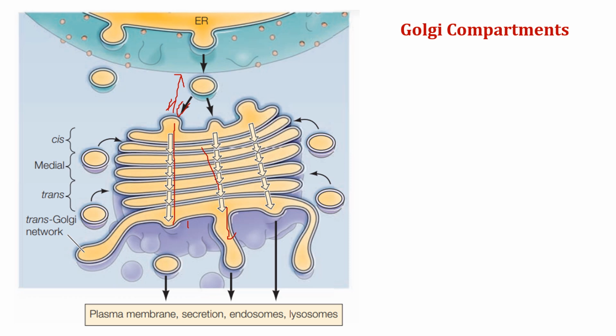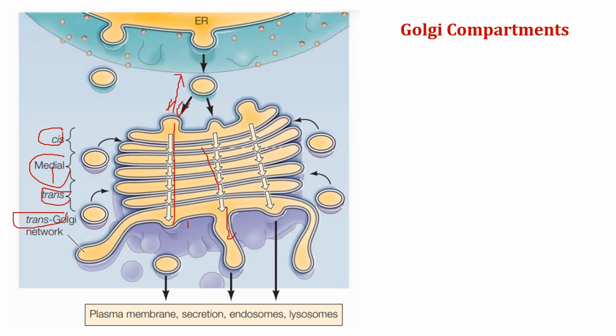Now the Golgi compartments. First there is the cis, medial, trans, and trans Golgi network. So there are multiple distinct compartments, and in the different Golgi compartments various protein modification and sorting occur. These compartments also contain different enzymes for processing protein modification. After progressing to the medial and trans compartments, where further modification takes place, they move to the trans Golgi network.